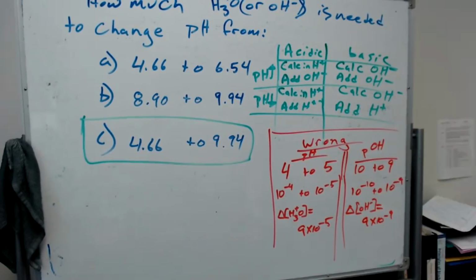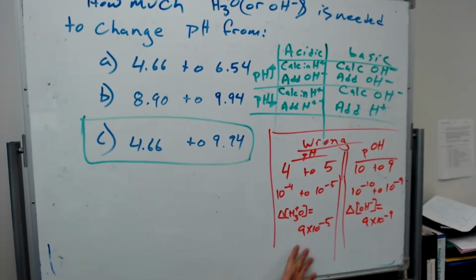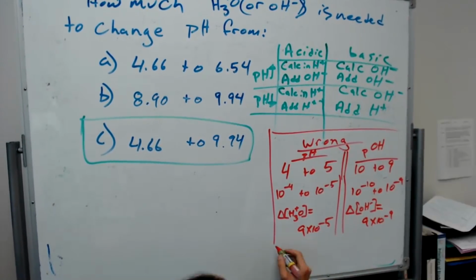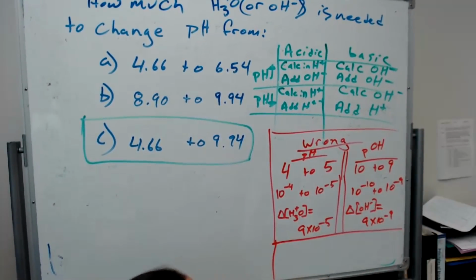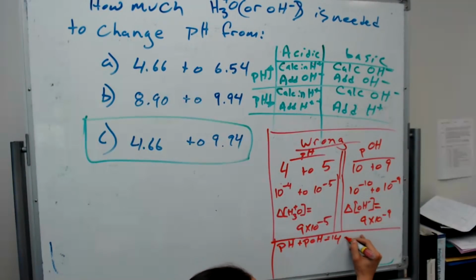So what we've got here is essentially an equivalent change in pH with different values of what we're adding. That doesn't make sense. Something's wrong here. And essentially, what you have to remember is the switch from pH to pOH, pH plus pOH equals 14.